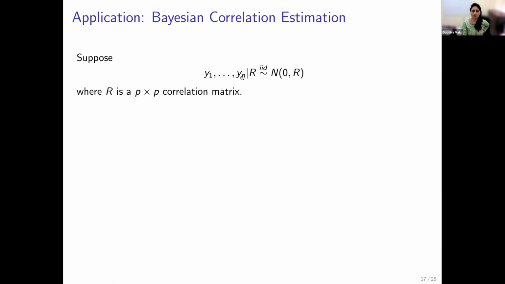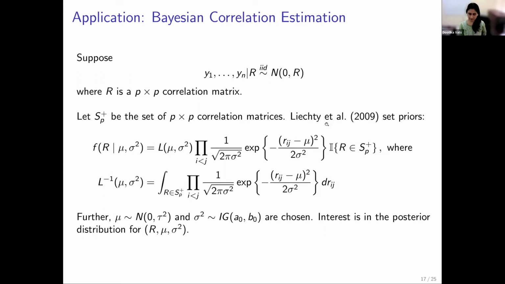So suppose I have y1 up to yn given some R from a multivariate normal with mean zero vector and correlation matrix R. And so this R is a p by p correlation matrix, so these y's are p-dimensional each. And our goal is to estimate R via a Bayesian paradigm, okay? Which means I'll put a prior on R and possibly put priors on other hyperparameters in R. So a sort of popular model for this was proposed by Liechty in 2009. So let S_p^+ denote the set of all valid p by p correlation matrices. Then we put the following priors on R.